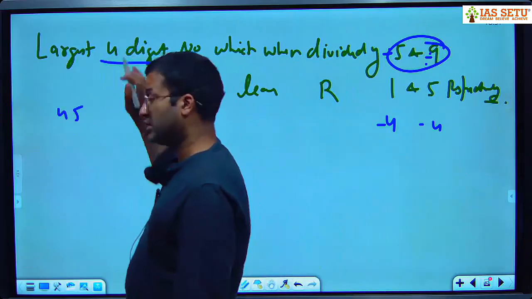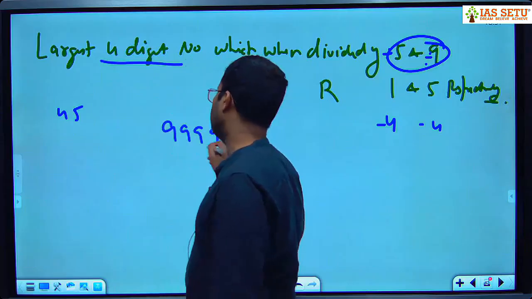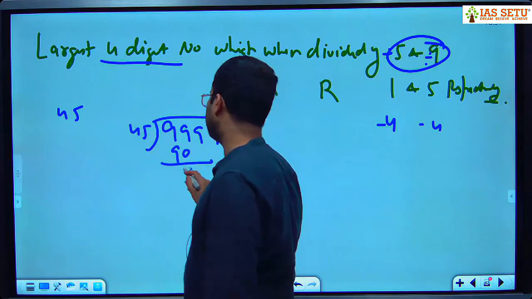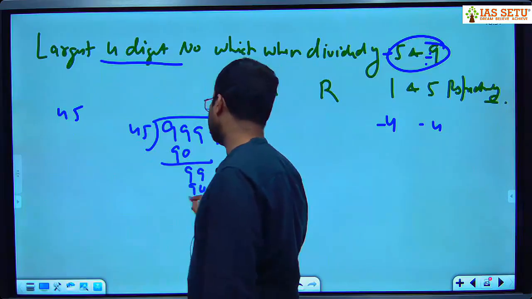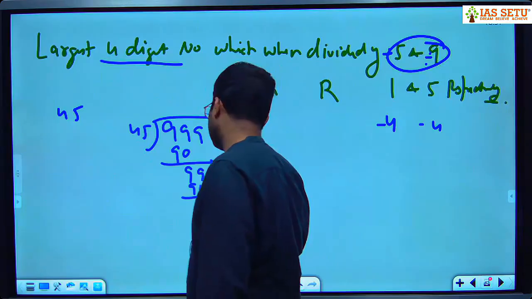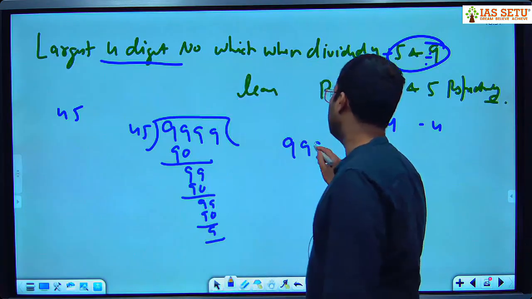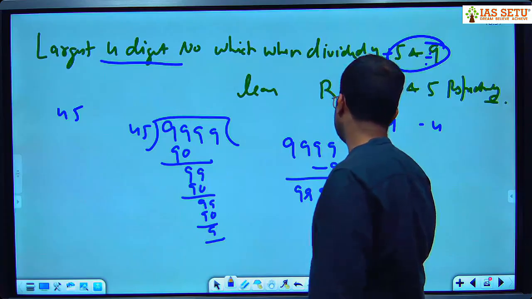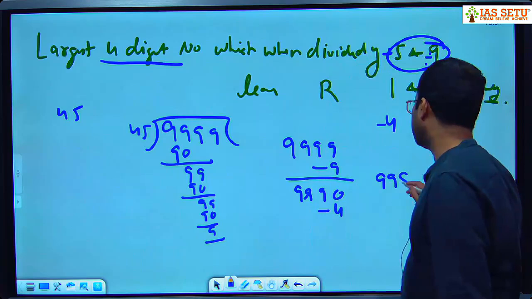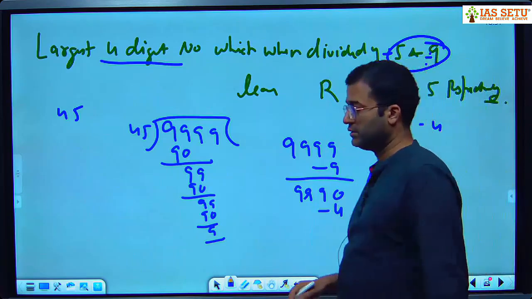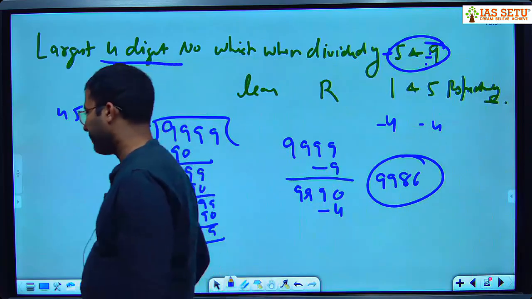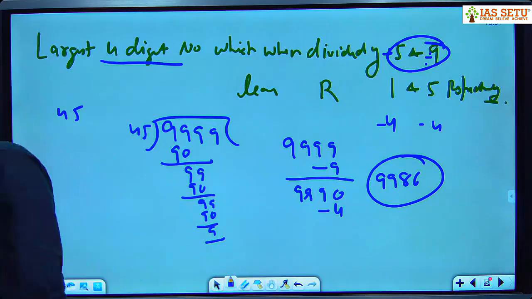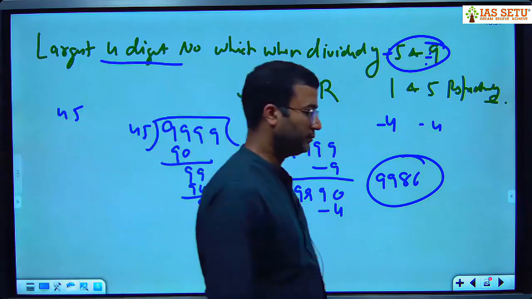Since they ask largest 4-digit number, 9999, we try to find multiple of 45. 45 to the 90, 9990, remainder 9, 9 हटा देंगे, 9999 minus 9, so it is 9990. Remainder minus 4, so it is 9986 is our required answer. Okay. Fine. Any doubt?